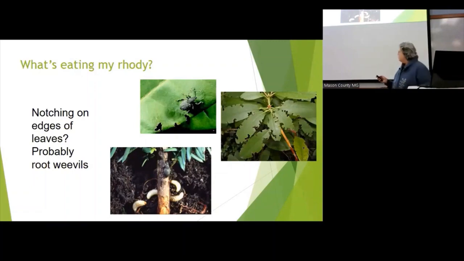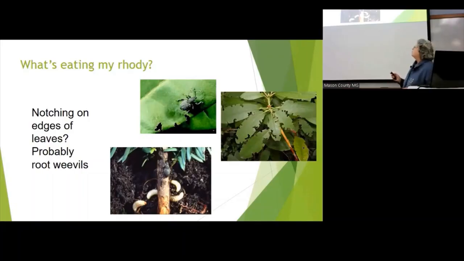They're very characteristic, this notching on the leaves. And you can see on my little sample plant here, I've got a little notching there too. That is from root weevils. And this is the culprit right here. It looks sort of like a little tiny beetle, except it's got a snout. That's what makes it a weevil.